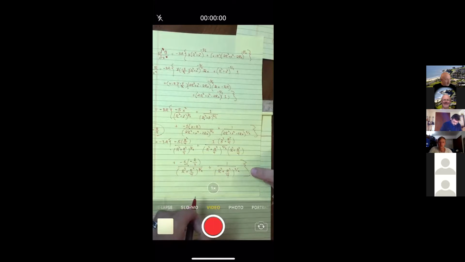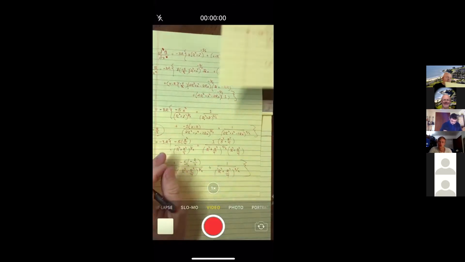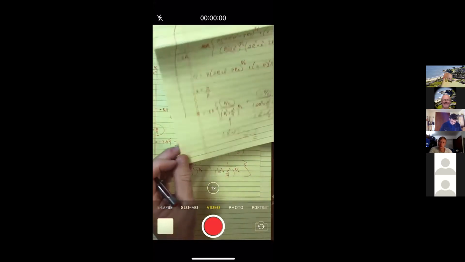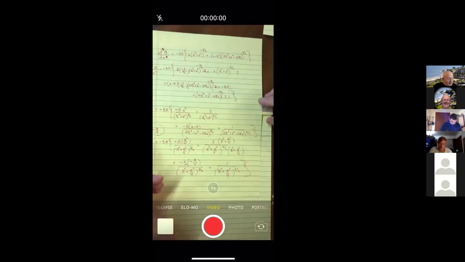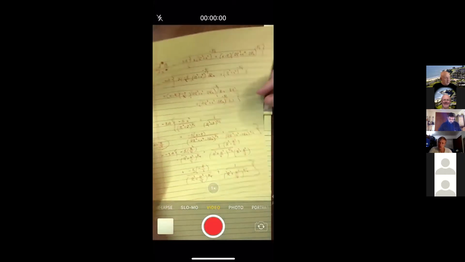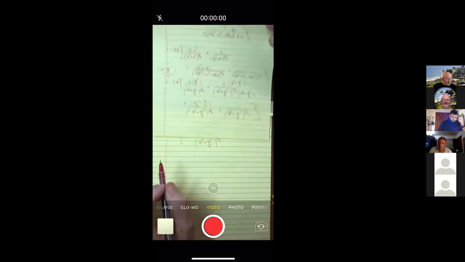In fact, I didn't notice this till just now. The second and the fourth are identical. Did I make a sign error? I would have thought those were going to come out to be the opposites, but maybe not. All right, I'm going to keep going. I don't think I did a sign error.